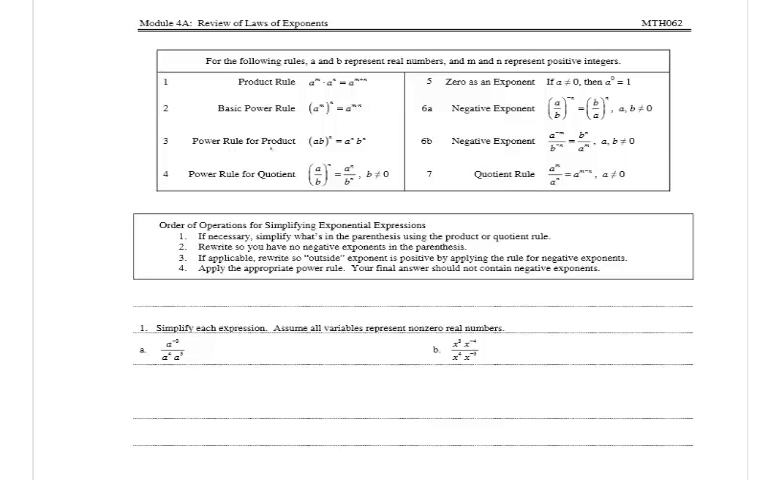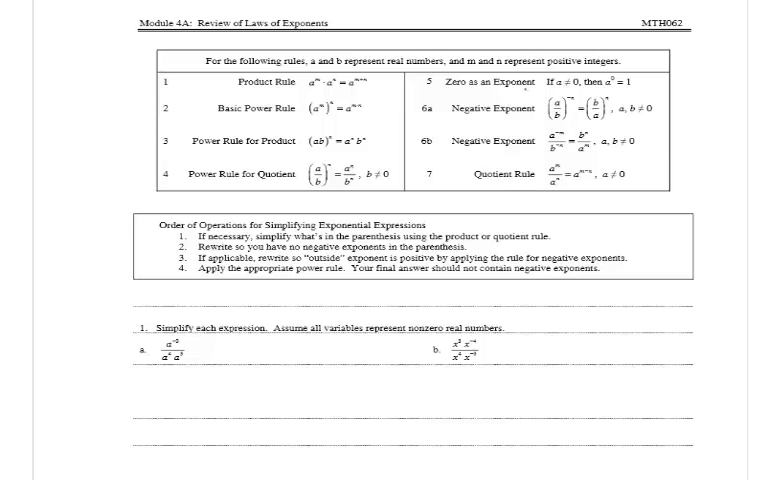The power rule for product: if we have a times b raised to the n, it's the same as a raised to the n times b raised to the n. The power rule for quotient: if we have a divided by b raised to the n, it's equal to a to the n divided by b to the n, so long as b is not 0.